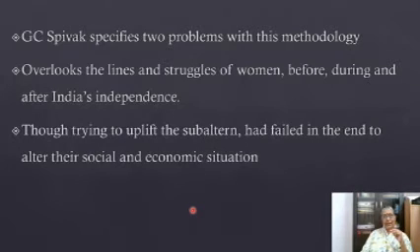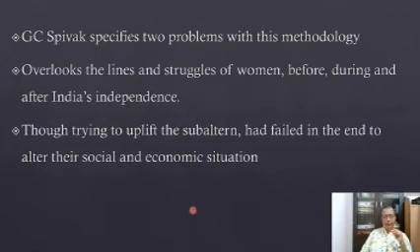Because when you speak about the subaltern in general, you are not specifying certain groups of people. And there also you find a lot of marginalization. So she says the lives and struggles of women before, during, and after India's independence. Why are they not looking up, or why are they not projecting the struggles of women who had taken part before the Indian independence in the independence struggle, during the independence struggle, and also after India's independence?